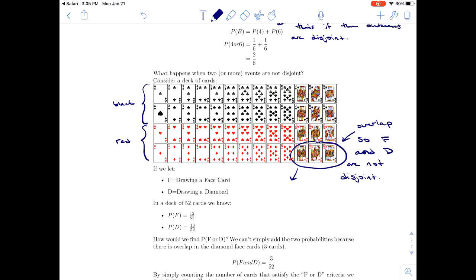This circled area, right, the overlap, how would we classify that in terms of F and D? So here, these cards, these three cards, are both F and D. And so here, this would be F and D. We can talk about just the face cards. We can talk about just the diamonds. But now we can also talk about the face and the diamond cards. Right? So that little bit of overlap is now its own thing. Right, F and D.